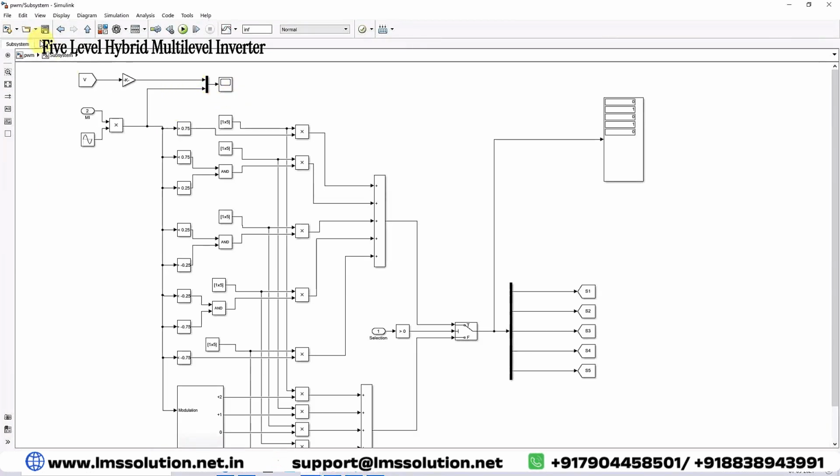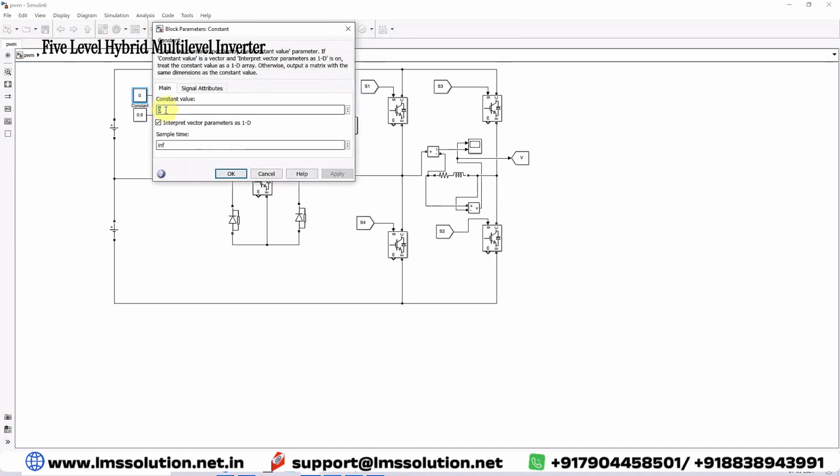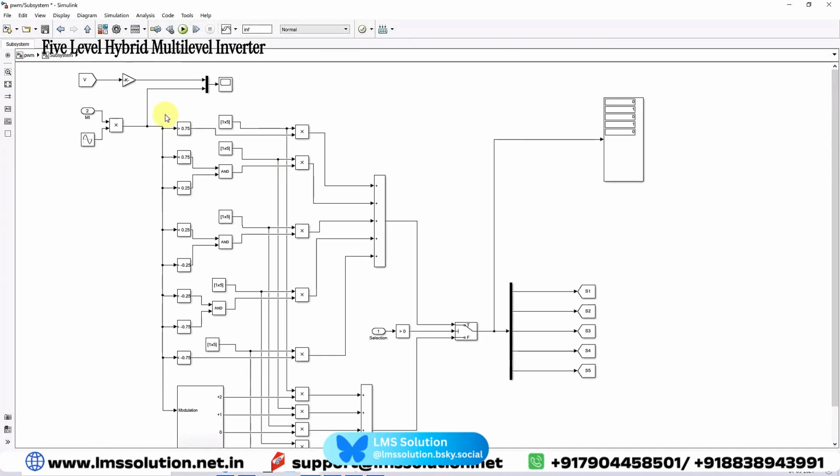Nearest level modulation is just comparing a sinusoidal waveform with some constant values. Based upon that, we turn the switches on and off. That means we compare the sinusoidal waveform with different levels of voltage, like 0.75, 0.25, minus 0.25, minus 0.75. This is the different levels, and here I am going to compare. Based upon that comparison, we will get a five-level output.